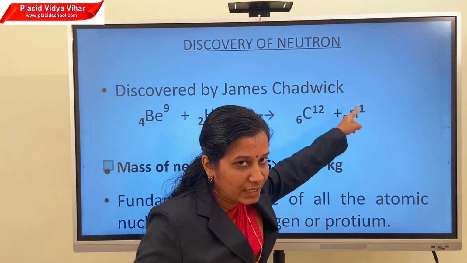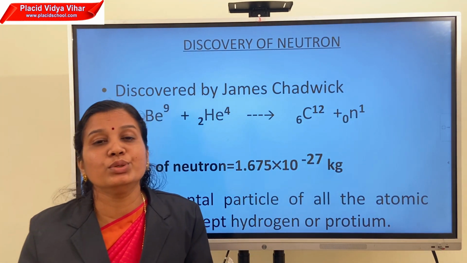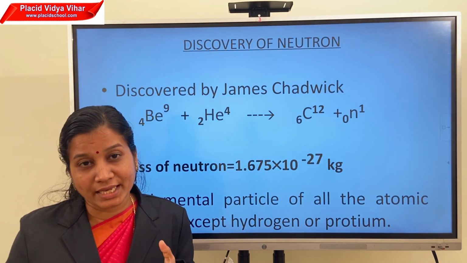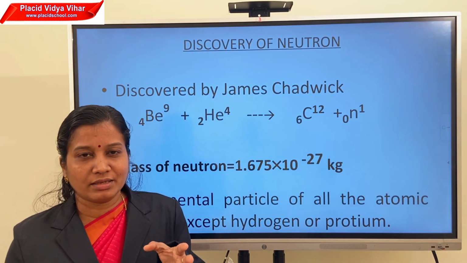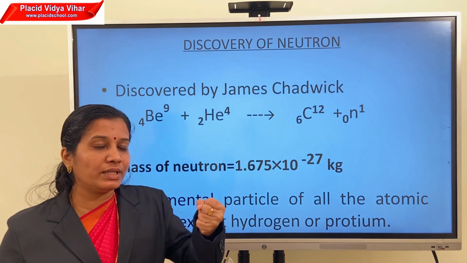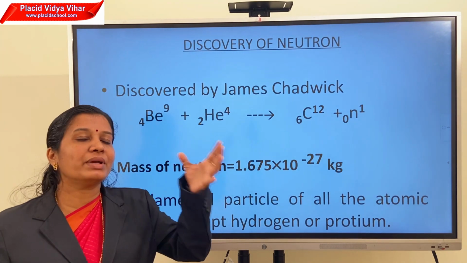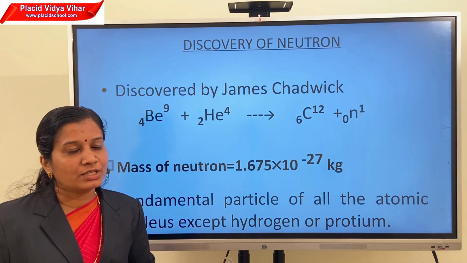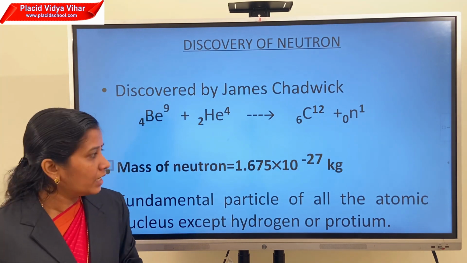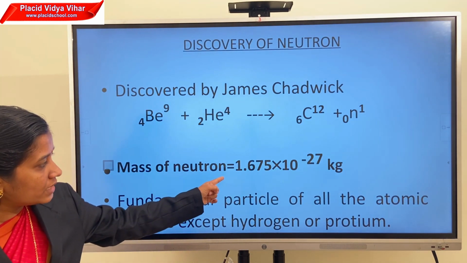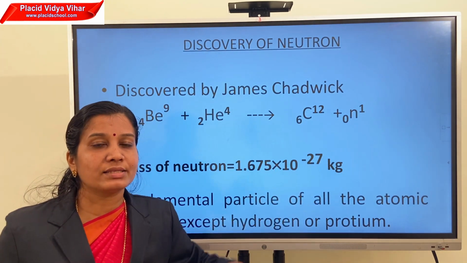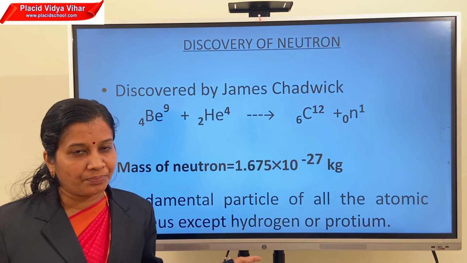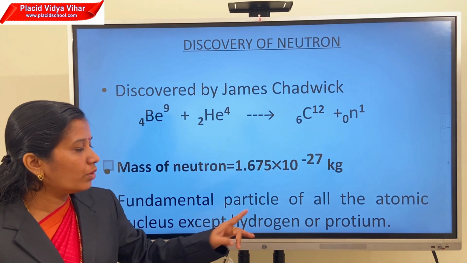Then you can see a species here, 0 and 1. So that is our neutron. He can see a stream of highly penetrating rays having no charge. So when this beryllium sheet is hit with alpha particles, a stream of highly penetrating rays with no charge is seen there. So that is our neutron. Then the mass of the neutron is 1.675 × 10^-27 kilogram. So we can say that the neutron is a fundamental particle of all the atomic nuclei except hydrogen or protium.